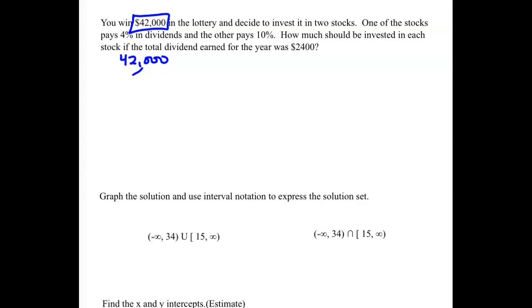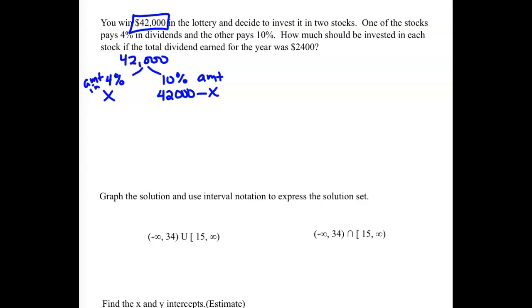Some of it is going to go into a 4% fund, and some of it's going to go into a 10% fund. So if we say X stands for the amount in the 4% account, then what we have left to put in our 10% account is the total 42,000 minus whatever we already plugged into our 4% account. Okay, so we're going to define X to be the amount in the 4%, and 42,000 minus X is going to be the amount in the 10% account.